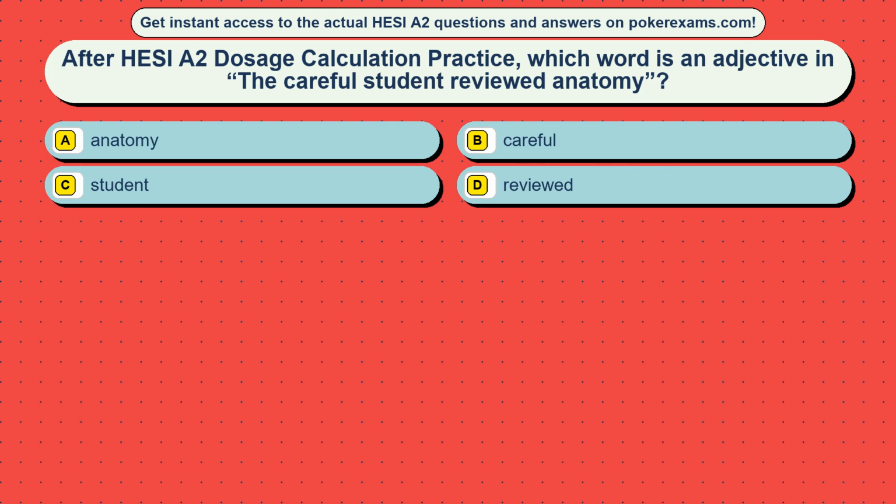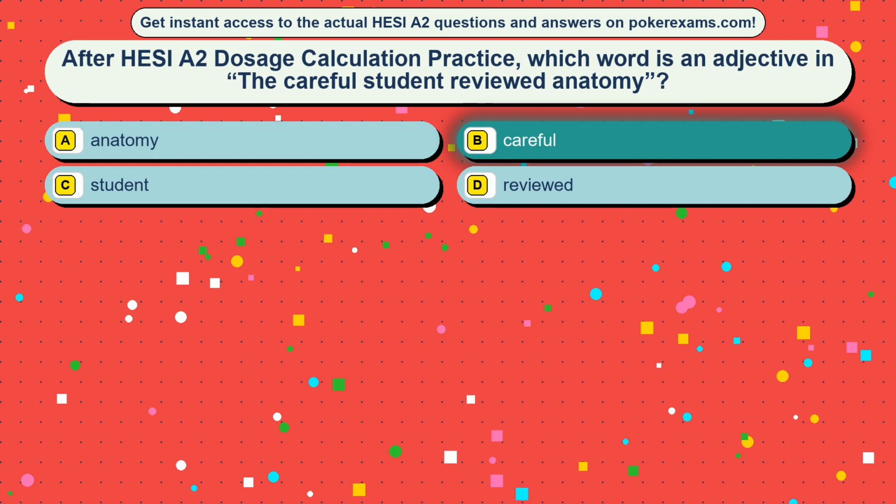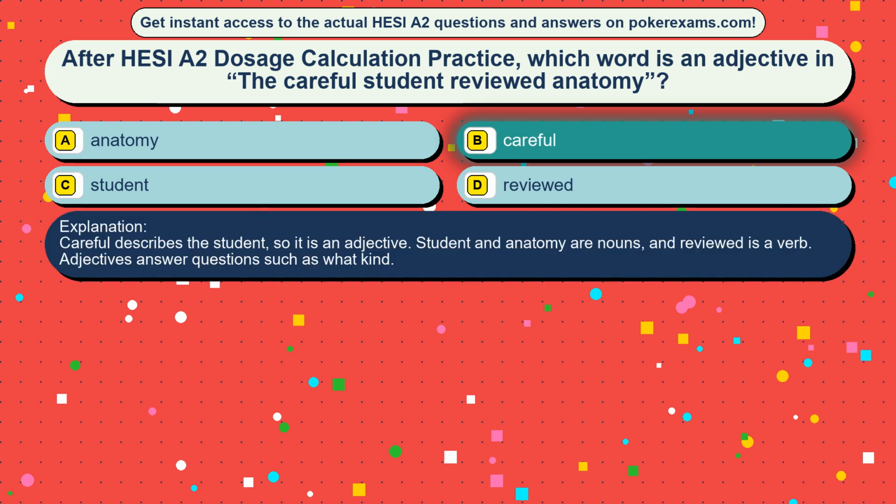Question 36. After HESI a 2-dosage calculation practice, which word is an adjective in the careful student reviewed anatomy? Option A, anatomy. Option B, careful. Option C, student. Option D, reviewed. The correct answer is option B, careful. Careful describes the student, so it is an adjective. Student and anatomy are nouns, and reviewed is a verb. Adjectives answer questions such as what kind.